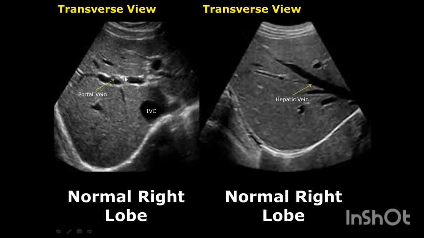The portal vein will have hyperechoic walls, and right here is the inferior vena cava in cross section, and over here these are the hepatic veins. They will not have hyperechoic walls.